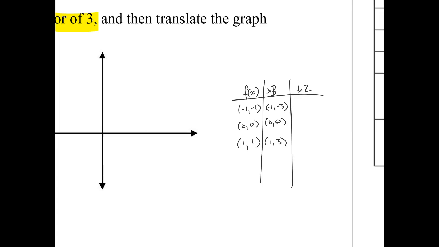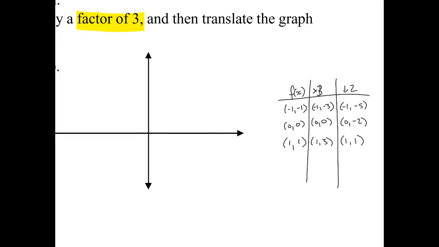Then we go down 2 from there, so (-1, -5), (0, -2), and (1, 1). And so already this is looking maybe a little bit better, but let's graph it just to be sure. So I'm going to spread out my points a little bit more because I can.